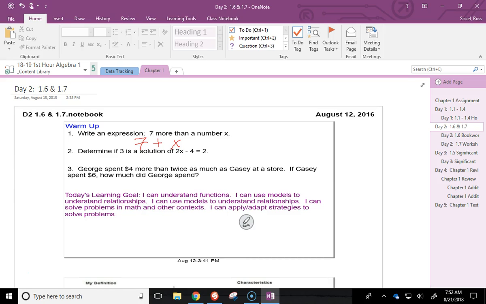Alright, number 2. Determine if 3 is a solution to 2x minus 4 equals 2. So, we're looking at that. What did you think?